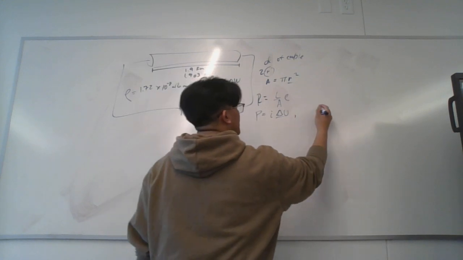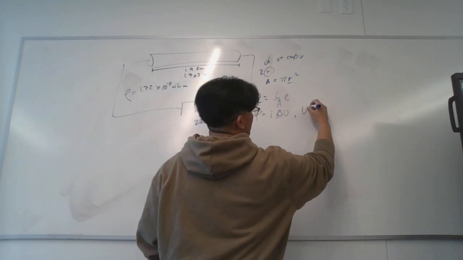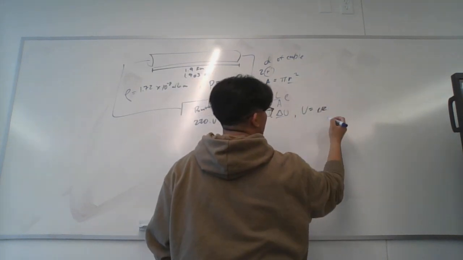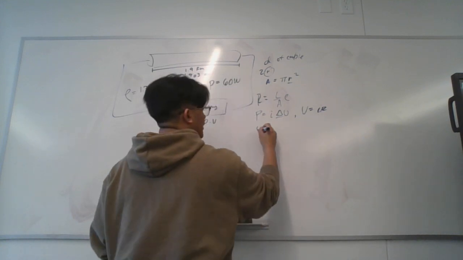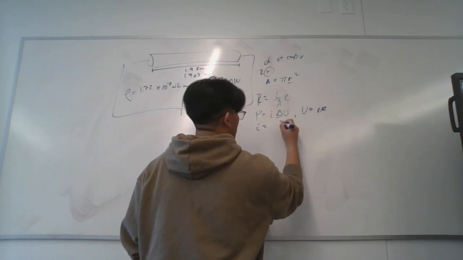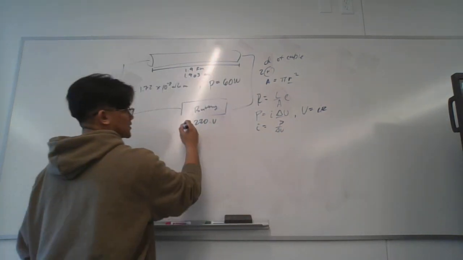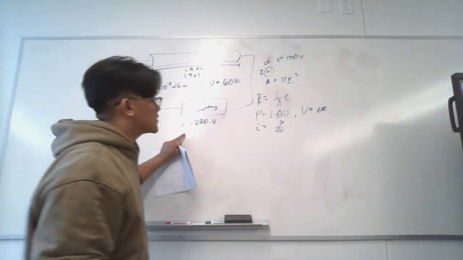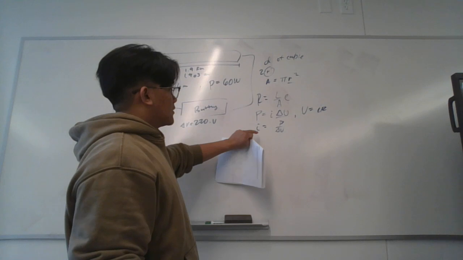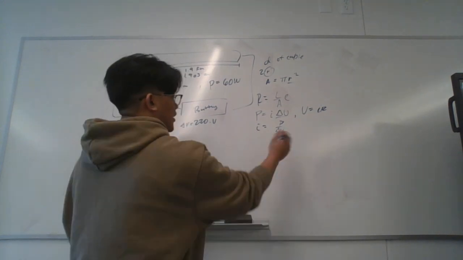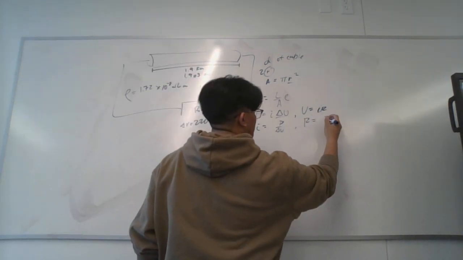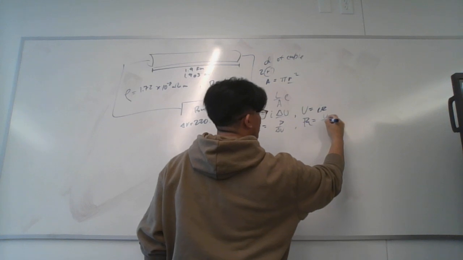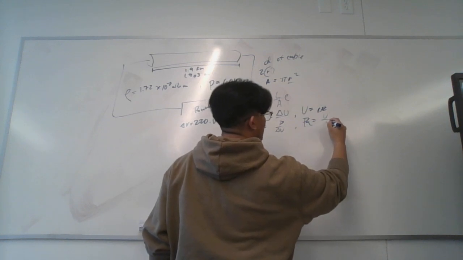So if we find I from delta V, we can find R, and then we can find A. We can just do Ohm's law, which is V equals IR. And we can solve for I here. I is equal to P over delta V, because our delta V is given. This is the potential difference. Then we can find the current, and from the current, we can find the resistance. R is equal to V over I.